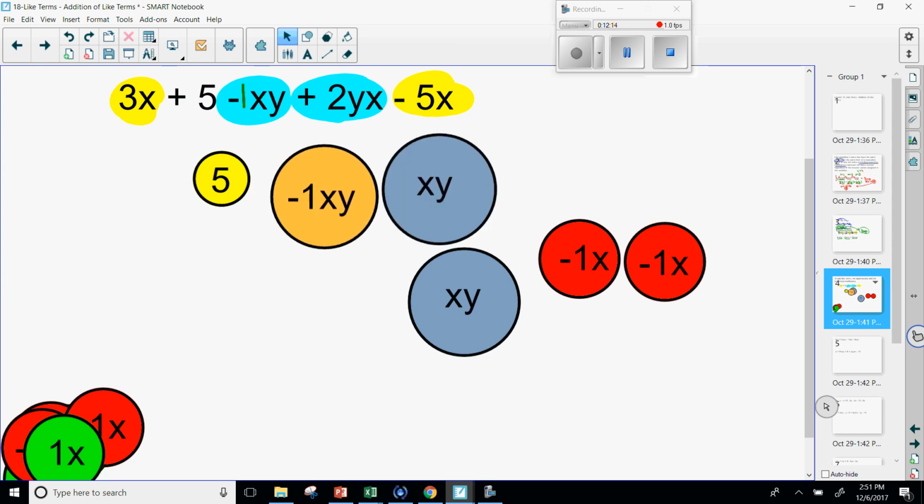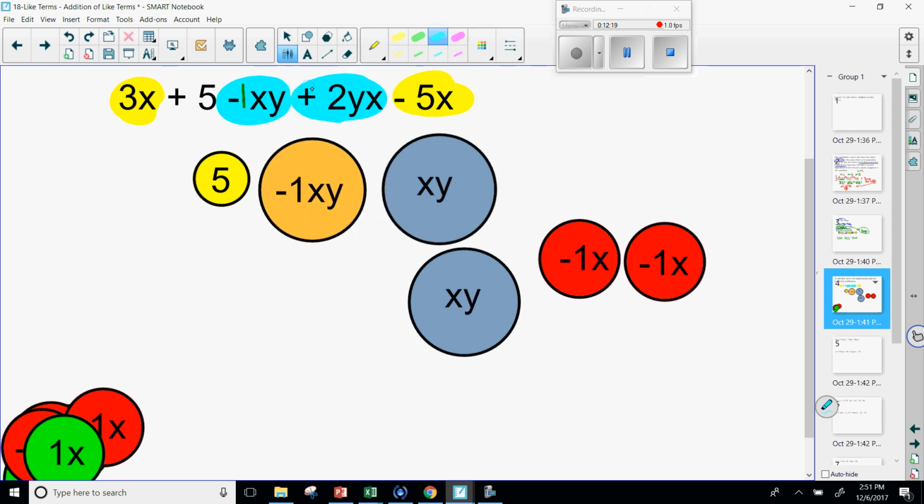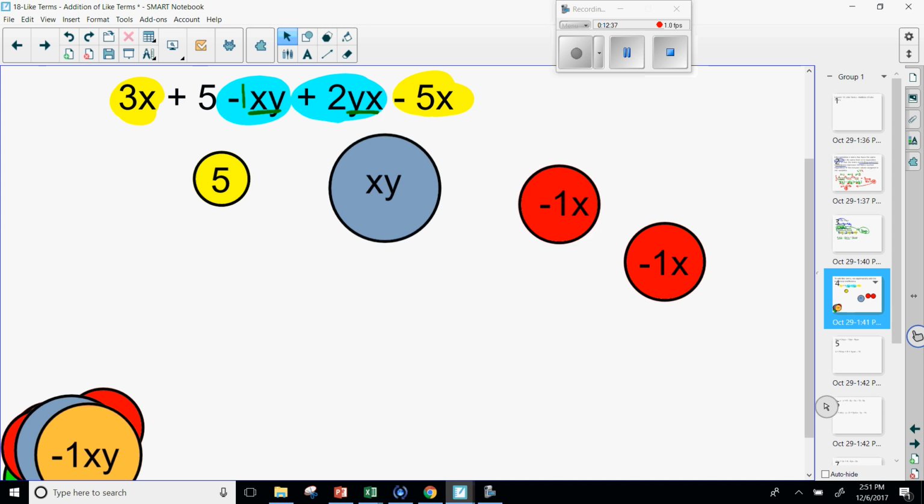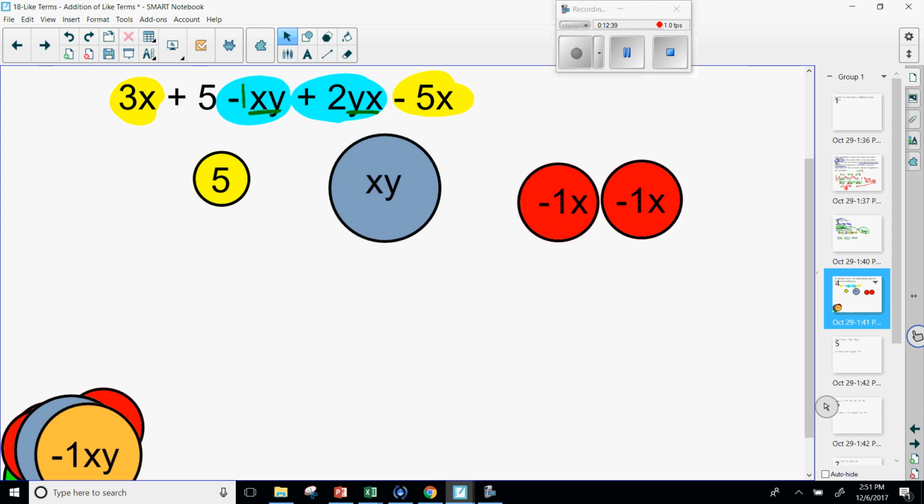They are like terms because the variables xy, both to the first power, occur in both of them. So these two cancel out, right? A positive and a negative cancel out. So my answer, what am I left with here? You're left with negative 9, x, and 5. I'm left with an xy. I am left with a negative 2x and a positive 5.